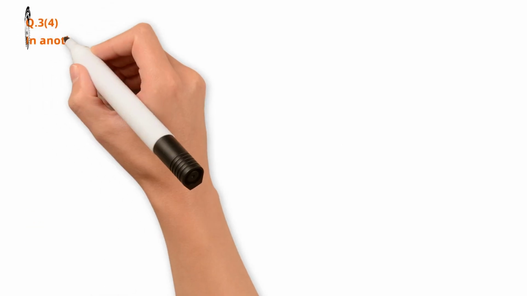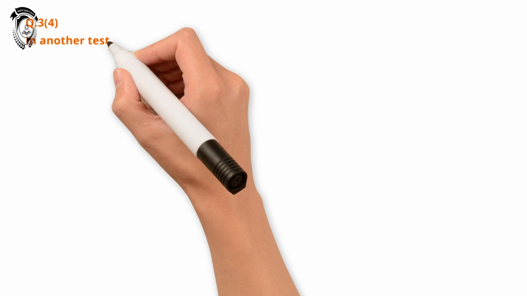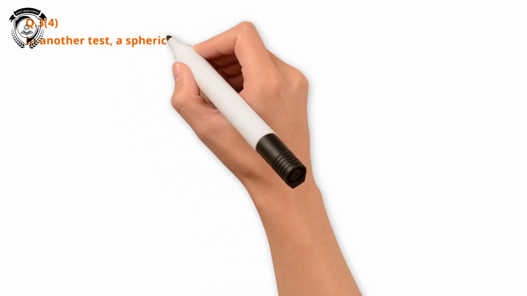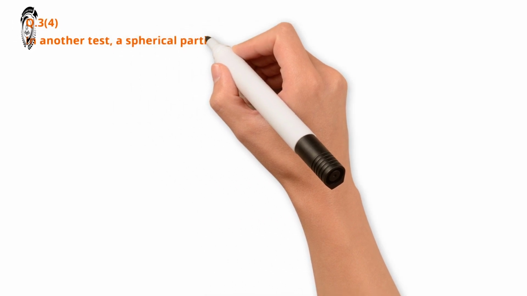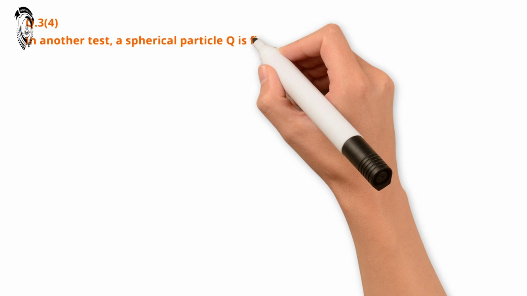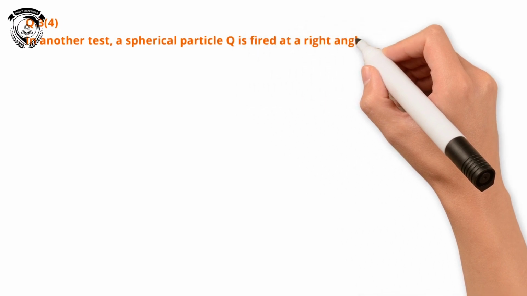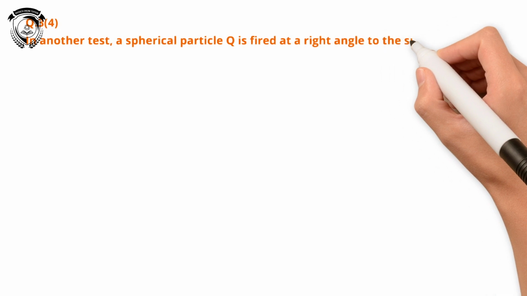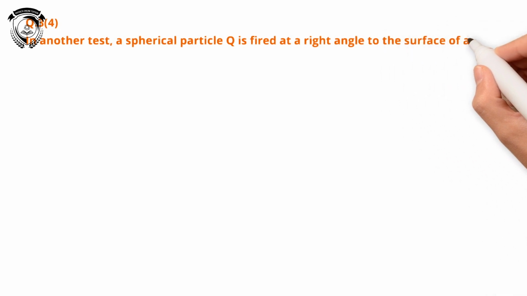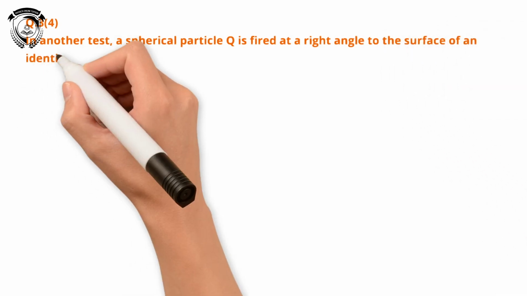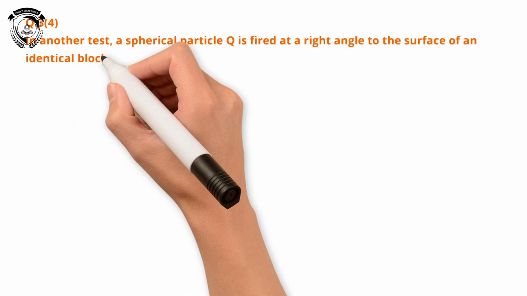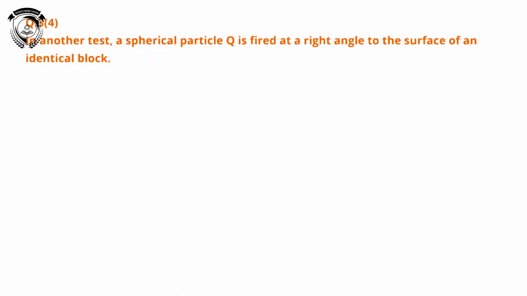They said that in another test, a spherical particle Q is fired at right angle to the surface of an identical block. Q has the same mass as P and is traveling at the same speed as P when it strikes the surface of the block. Q is made from a less dense material than P. You have to compare the distance traveled by Q with that traveled by P as it is brought to rest. Now particle Q will travel a shorter distance than P.